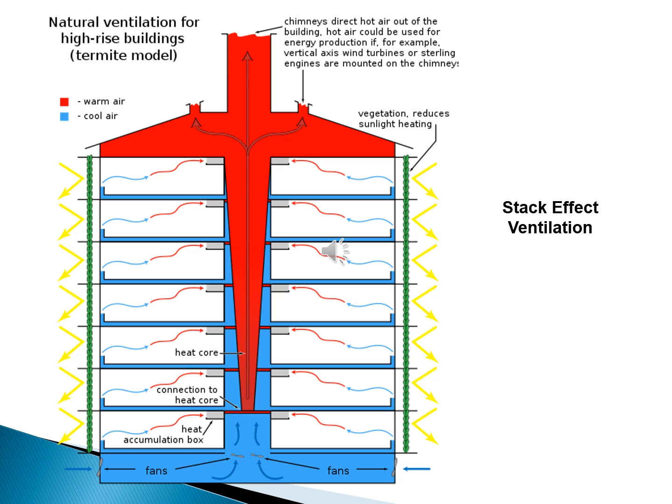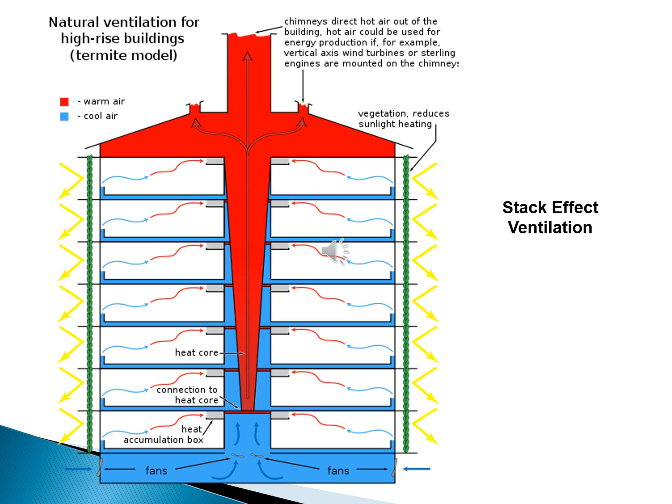The picture illustrates air movement caused by stack effect for high-rise buildings. This effect occurs when there are air temperature differences between outside and inside. Warm air in the heat accumulation box will rise up through heat core and will be replaced with cool air from outside.